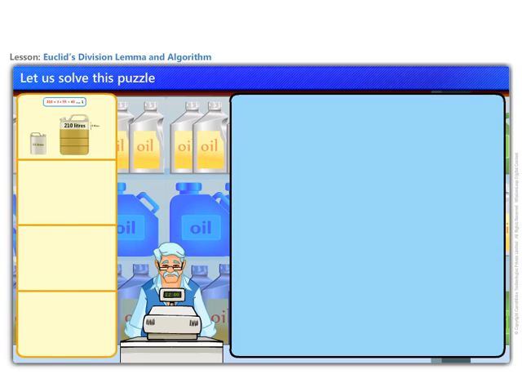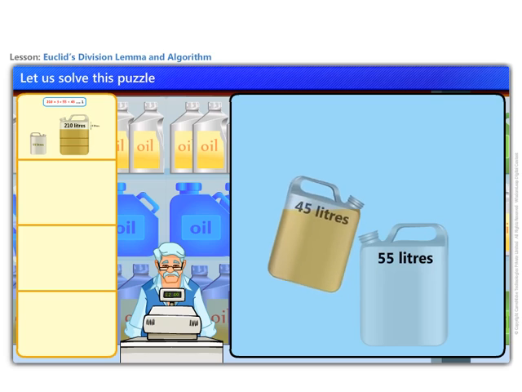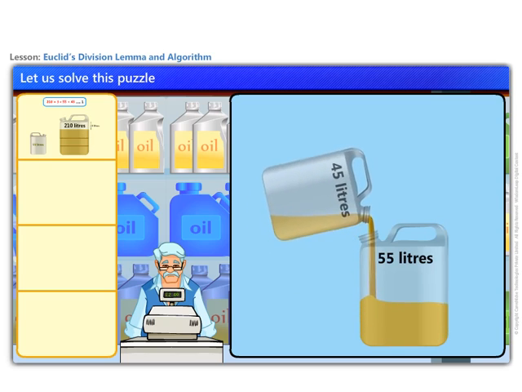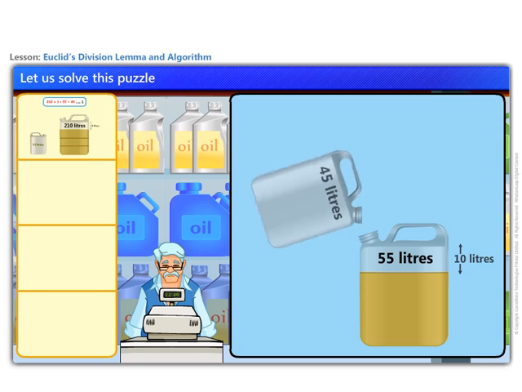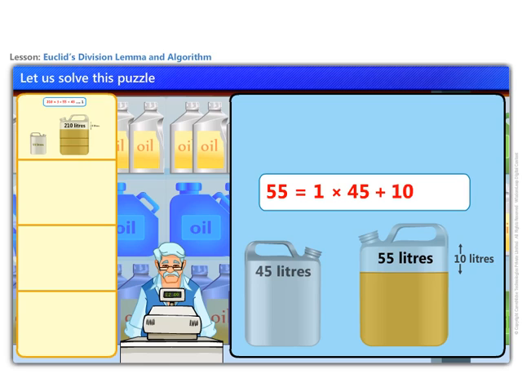We observed that the cans could not be filled completely, so we take another set of cans, the smaller of the previous cans, that is 55, and the remaining 45. Here we observe that one full can of 45 liters can be poured into the 55 liters can. The remaining portion of 10 liters is left out as we could not pour a full 45 liters can. This can be expressed using the relation 55 is equal to 1 into 45 plus 10. Let us consider this as equation 2.